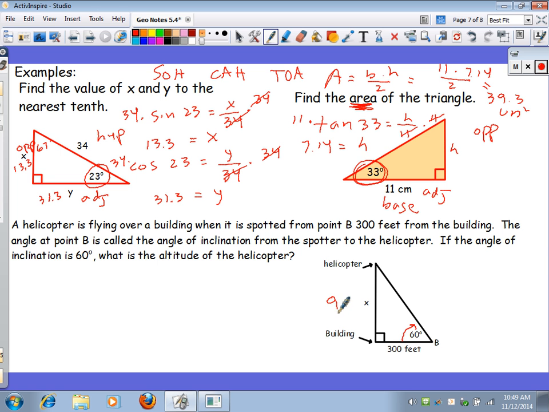This is the opposite side to my 60-degree angle. This is my adjacent side to my 60-degree angle. OA. OA is which one? TOA. I could do tangent. Tangent of 60 equals x over 300. And I could multiply both sides by 300, and you get 300 times the tangent of 60, which is 519.6.